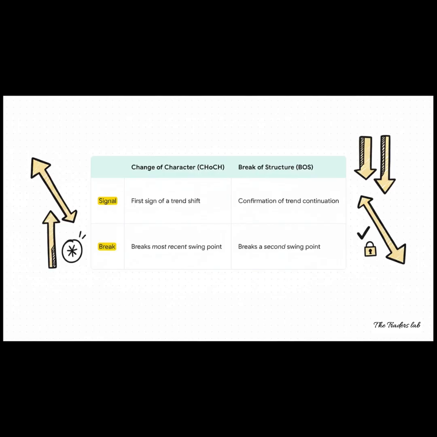This brings us to two really, really important concepts: the change of character, or CHoCH, and the break of structure, or BOS. Now, a change of character, think about as an early warning flare. It's the very first sign that a trend might be about to reverse. But a break of structure is the opposite. It's the confirmation that the current trend is still strong and likely to keep going. Understanding the difference between these two is an absolute game changer.